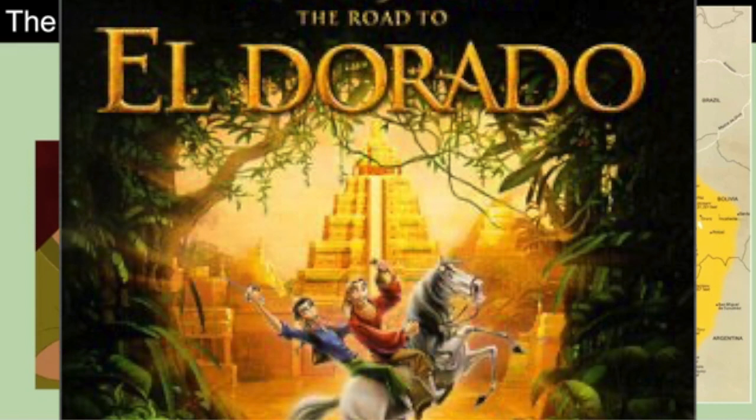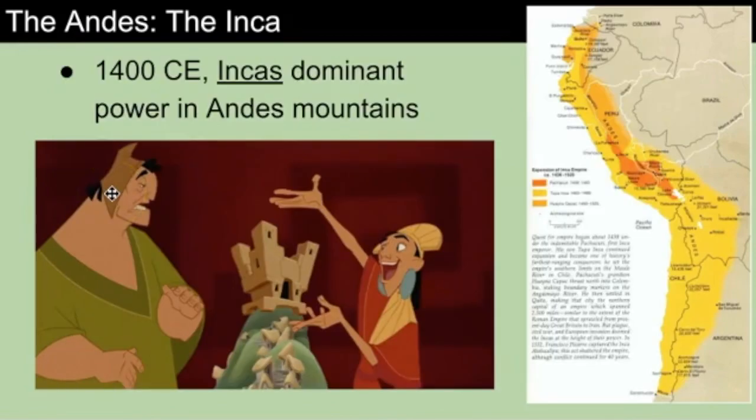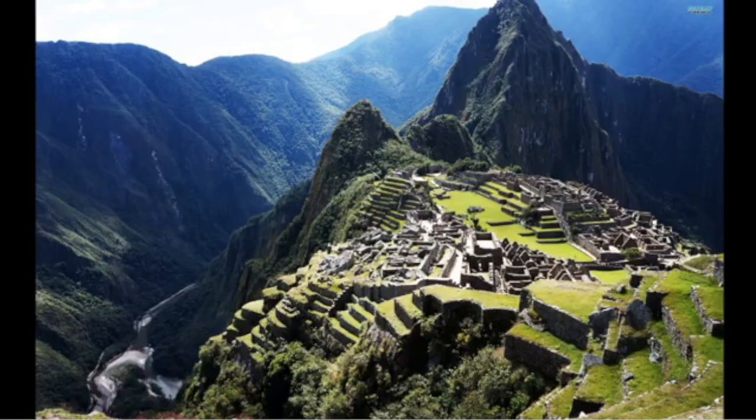If you're looking for a movie reference for the Aztecs, Road to El Dorado bases their Native American civilization on them. So anyway, the Inca, like the Chavan, are building their civilization in the Andes Mountains, which in itself is a pretty impressive feat. This is one of the most famous Incan settlements, a place named Machu Picchu, which is just beautiful and gives you a good idea of the level of engineering that the Inca are capable of.